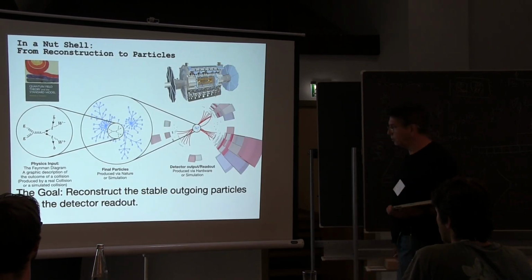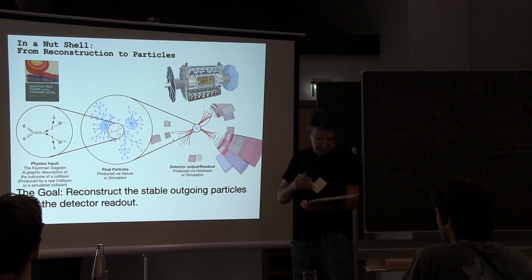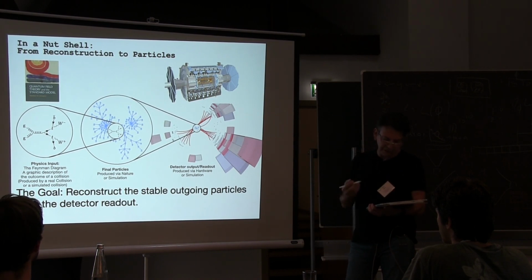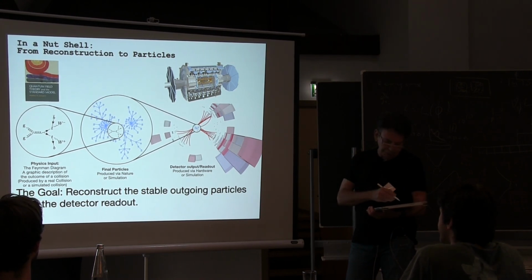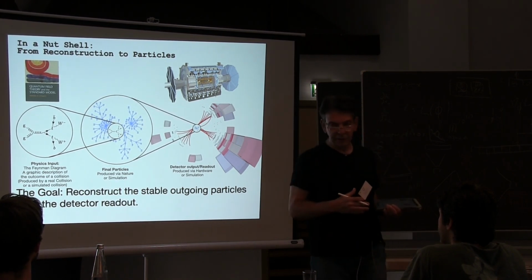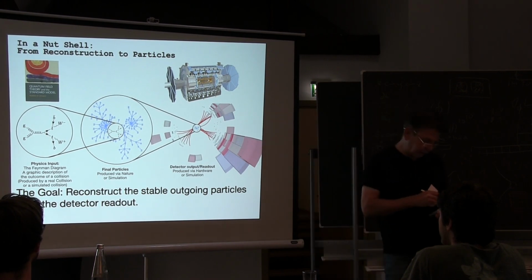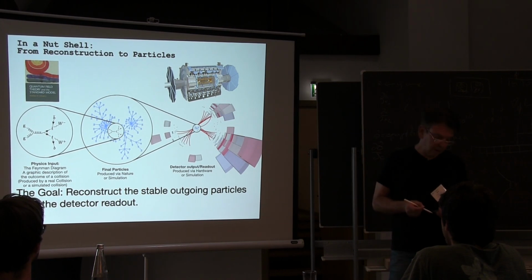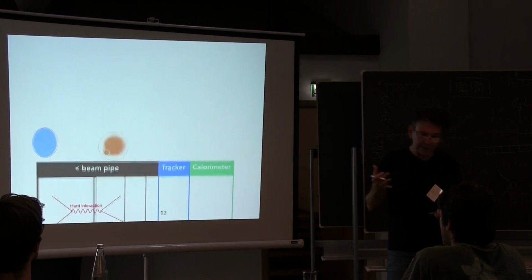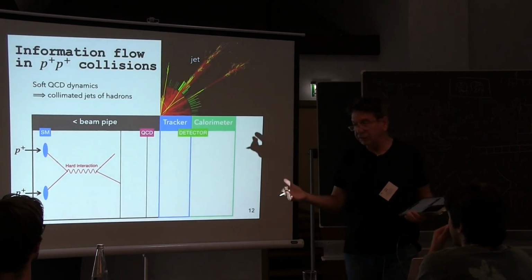In a nutshell, what we have here is the physics input, the Feynman diagram, which will then give, if it gives jets, they will shower, hadronize and all this stuff, and they will produce the final particles. These did not even go to the detector yet. Now they go into the detector. The detector will issue electronic signals, which we then want to read and somehow interpret.